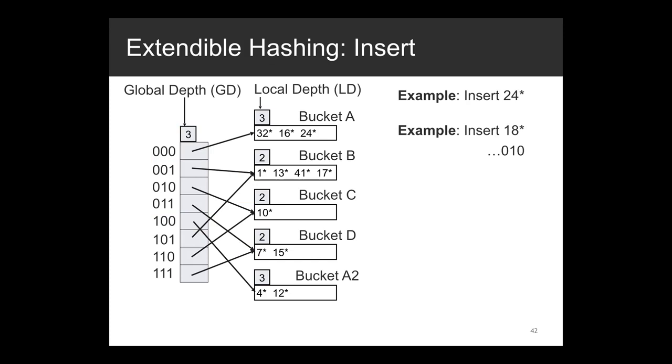C. Why? 18 mod 8 is 2. Yep. Mod 8 is 2, so you go 0, 1, 2. So this is the pointer, so it goes to bucket C. Okay? What about inserting 25?